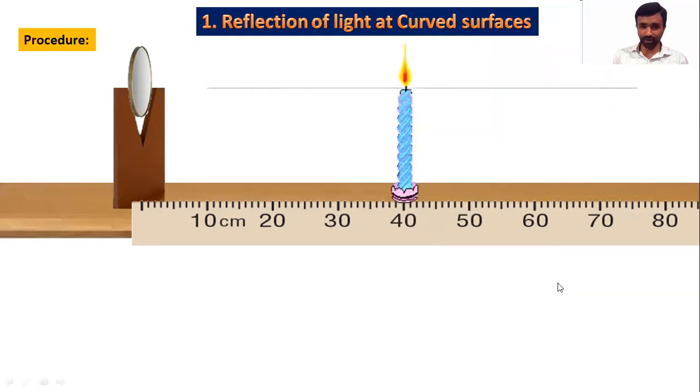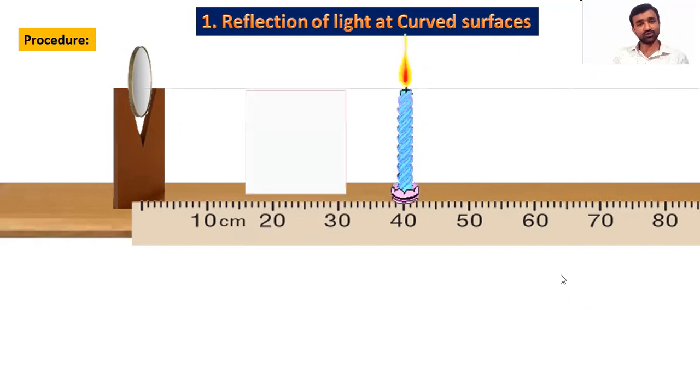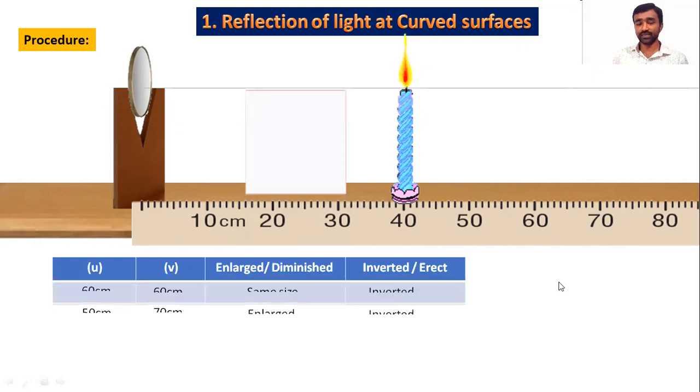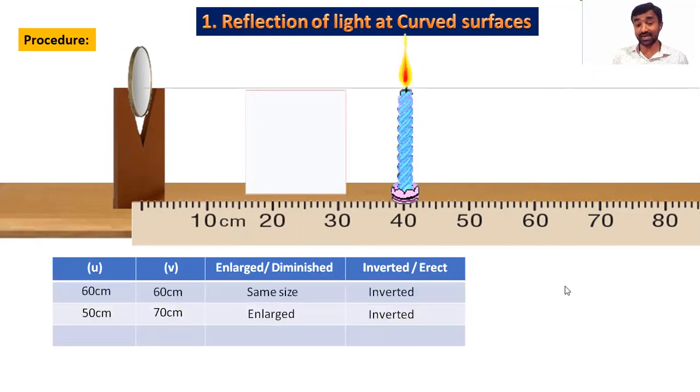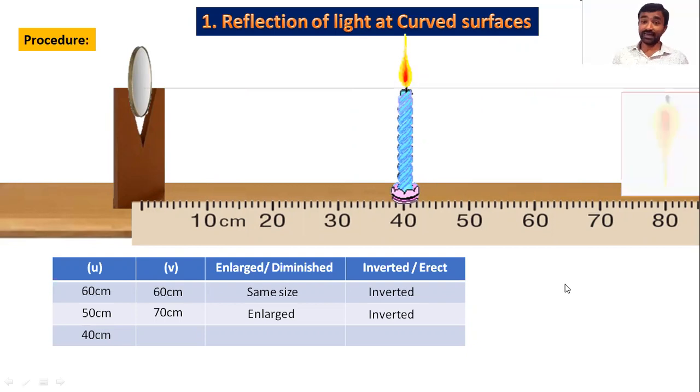Same process I'm following. It is above the principal axis. Then I will use the screen to move. Before that, I have to note the value of the object position. It is 40 centimeters. Then move the screen. Again, I observed the image on the screen. Right. So what are the characteristics?